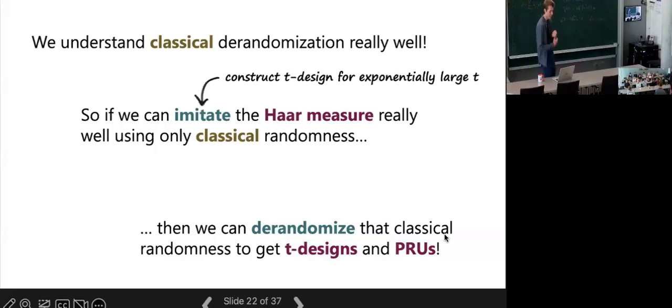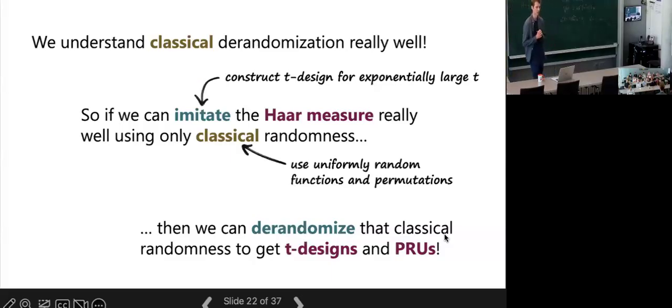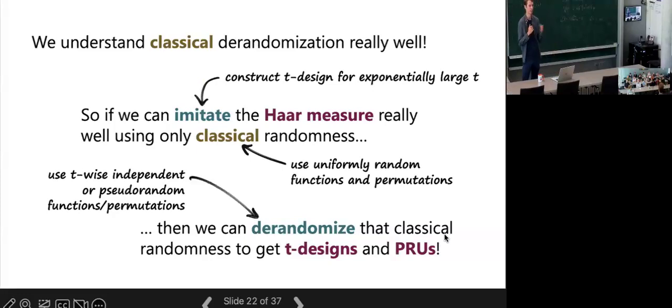Slightly more precisely, what we mean by imitate is we'll construct T-designs for exponentially large T using uniformly random functions and permutations. And then we'll replace these uniformly random functions and permutations with their T-wise independent or pseudorandom counterparts classically, and this will get us T-designs and PRUs. Okay, so that's the plan. It's a two-step thing, right? And the second step of replacing them is really quite easy. The main difficulty is how we can reduce this quantum Haar random notion to just classical randomness.